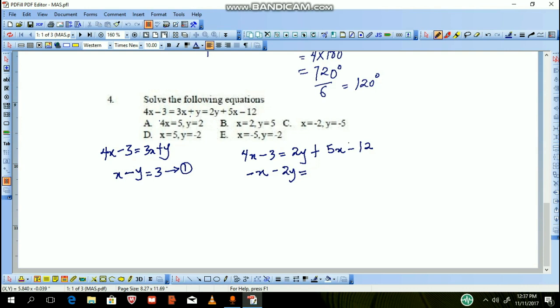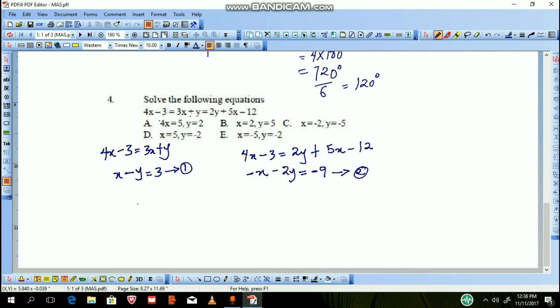if I take this negative 3 to this side, it becomes positive. So that would be negative 12 plus 3. That would be negative 9. Then this will be my equation 2. Therefore, I can solve equation 1 and equation 2 simultaneously.